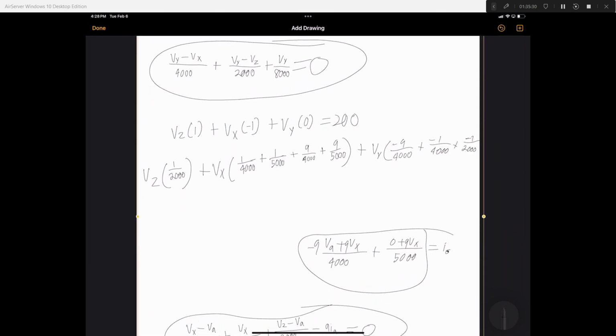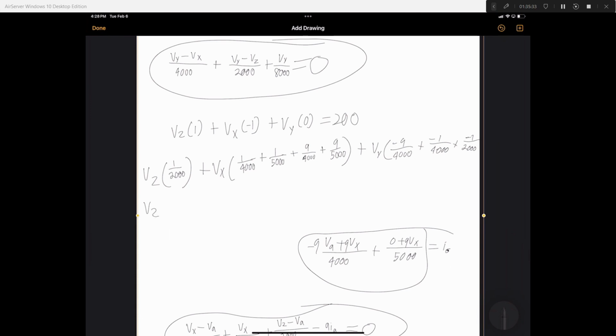Now we're going to do this one up top. VZ is negative 1 over 2,000, plus VX negative 1 over 4,000, plus VY 1 over 4,000 plus 1 over 2,000 plus 1 over 8,000. That should be our matrix.